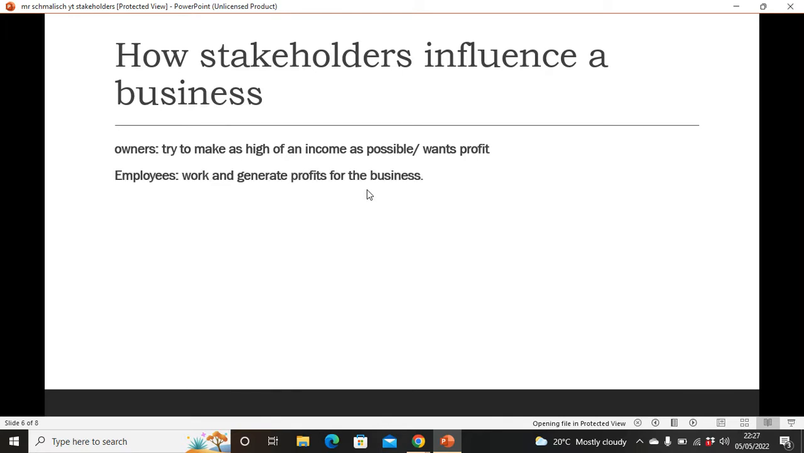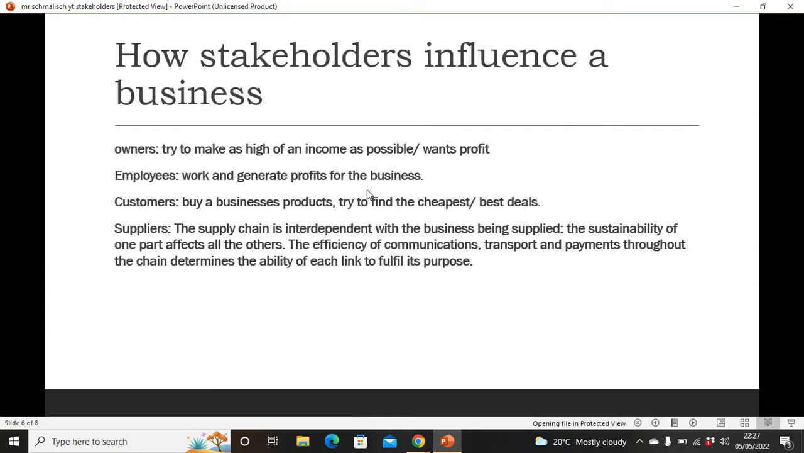Employees work and they generate profits for the business. They're productive, and obviously the more motivated they are, the more productive they are, which is going to be fantastic for the business in terms of sales and profit. Customers: this stakeholder group buys from the business. They are the main source of revenue, so they have a massive influence on the business. If they like the product, the business is going to do well. If they don't like the product, the business is possibly going to fail and have to shut down.